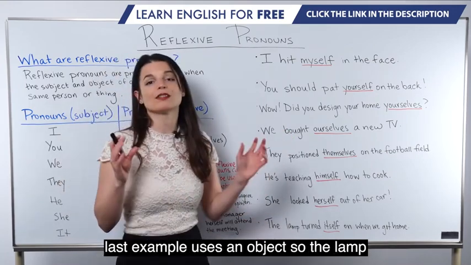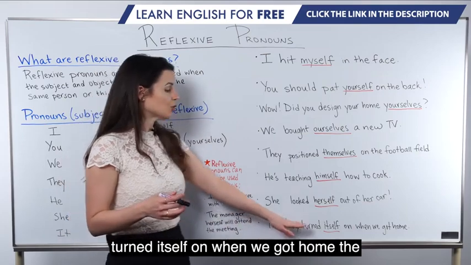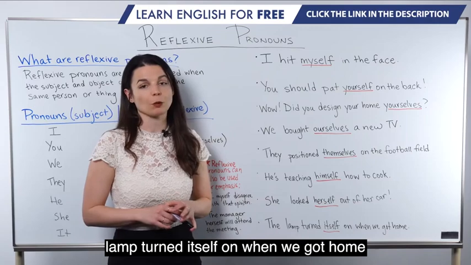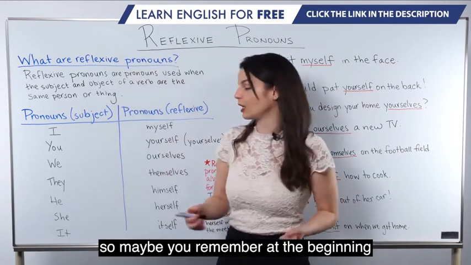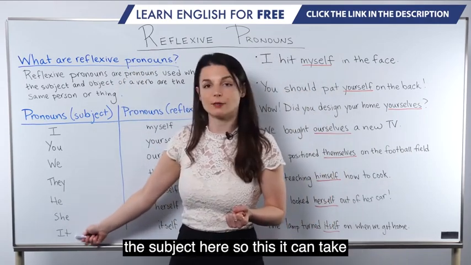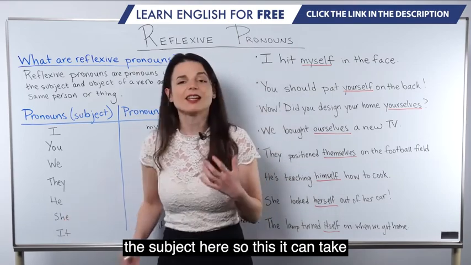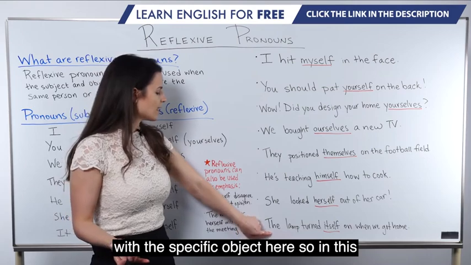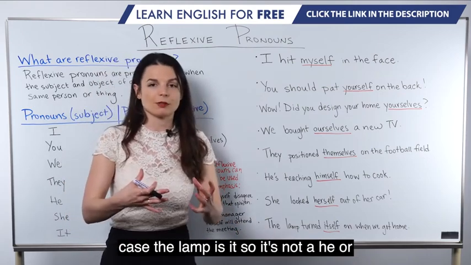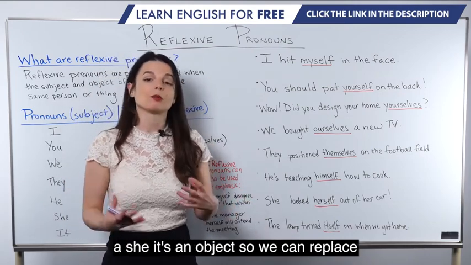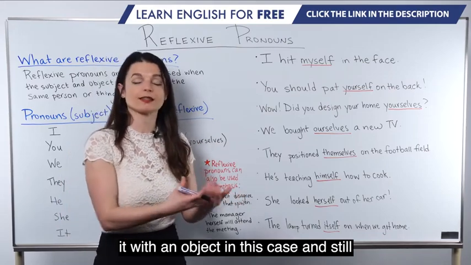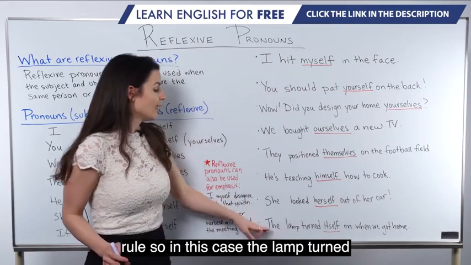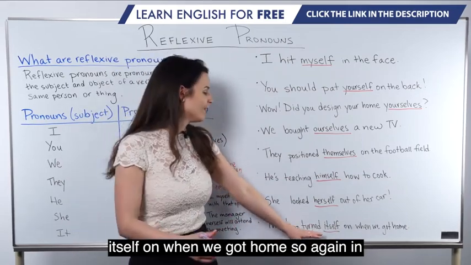The last example uses an object. So, the lamp turned itself on when we got home. So maybe you remember at the beginning of this lesson, I mentioned we use it as the subject here. So this it can take different forms. We can also replace it with the specific object here. So in this case, the lamp is it. So it's not a he or a she, it's an object. So we can replace it with an object in this case and still follow the it itself reflexive pronoun rule. So in this case, the lamp turned itself on when we got home.